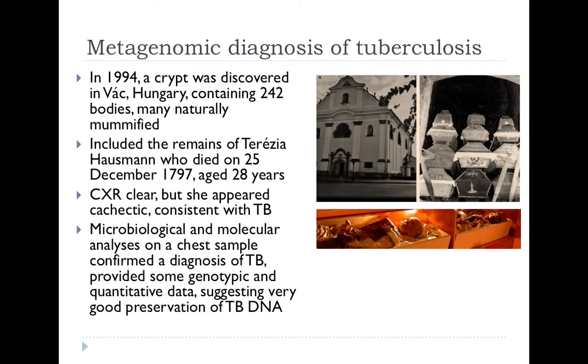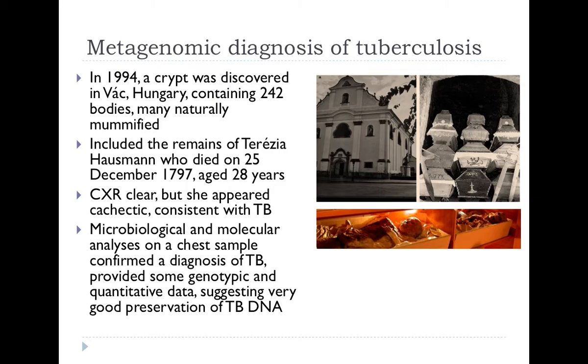We did the experiment. What we actually got from Helen Donoghue was some material from a crypt in Vác in Hungary, which was opened up in 1994, and it had been sealed for over 100 years. It was used from the 18th century into the middle of the 19th century, then sealed up and just left. For some reason, because of the atmospheric conditions or the temperature, the bodies in that crypt, instead of rotting away to skeletons, became naturally mummified. Among those remains were those of a woman called Teresia Hausmann, who died on Christmas Day in 1797 at the age of 28 years.